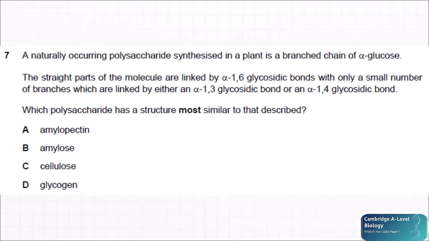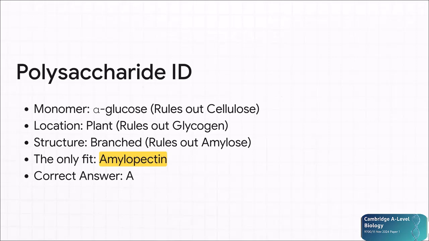First, it's made of alpha-glucose. That immediately gets rid of cellulose, which is made of beta-glucose. Second, it's made in a plant. That rules out glycogen, because that's how animals store glucose. And third, it's branched. That lets us cross amylose off the list since it's an unbranched chain. So what's the only molecule left that fits all 3 descriptions? Amylopectin. That makes our answer A.